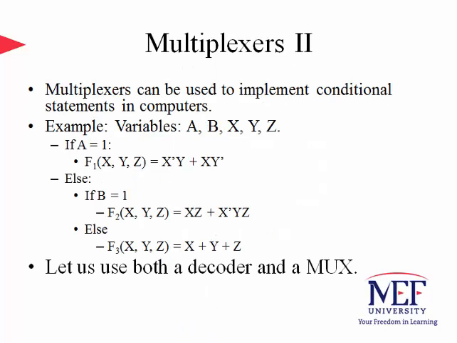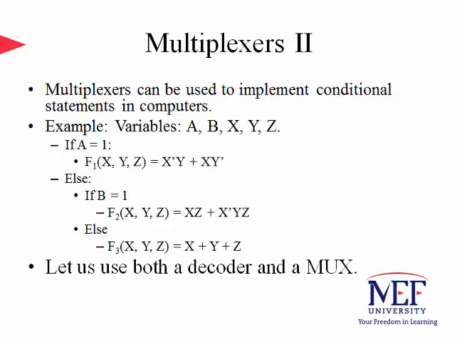One of the important use cases of multiplexers is the implementation of conditional statements. Here is an example. Let us have 5 variables, a, b, x, y, z. If a is 1, the functionality is defined by the function f1, which is given by x'y + xy'. Else, if a is not 1, then we check b. If b is 1, the functionality is defined by the function f2, and else, in other words, if b equals 0, then the whole functionality of the circuit is defined by f3.